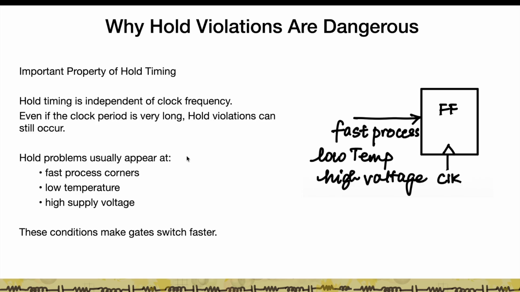It gets worse. Hold violations tend to show up at process corners when the chip runs fastest. Low temperature, high supply voltage, fast transistors. The same conditions that make your chip hit peak performance are exactly the conditions most likely to surface hold failures. A chip that works in the lab at room temperature can fail in production at a different corner. That's why hold timing must be verified and not assumed.